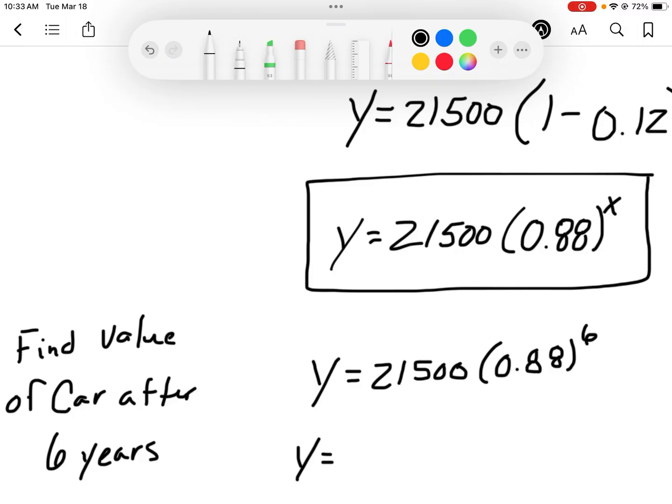And we just type this in our calculator. Again, please type this in your calculator to make sure that you're able to type this in. 21,500 times 0.88 raised to the 6. And the value of that car after 6 years, don't forget a label, $9,984.68.